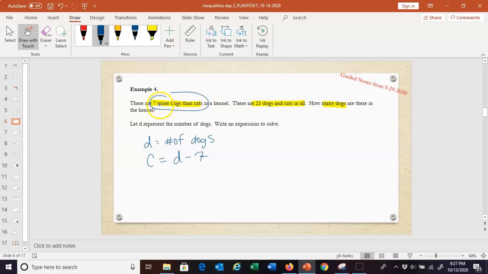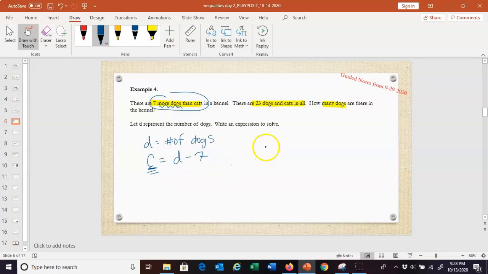And you might be saying, well, it says more than. Why are you doing subtraction? And I totally understand that thought process, but it's because there are 7 more dogs than cats. Because I made this C here, cats, you have to think, okay, I would take the total number of dogs and take 7 away to get the number of cats.